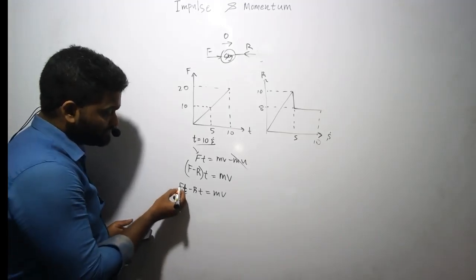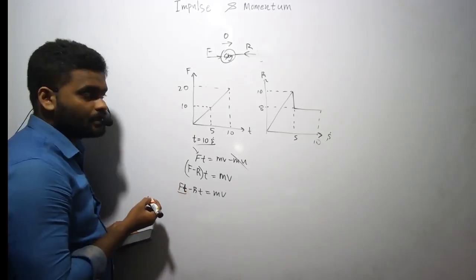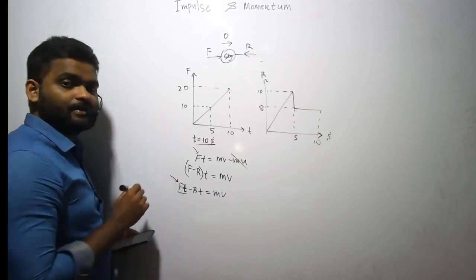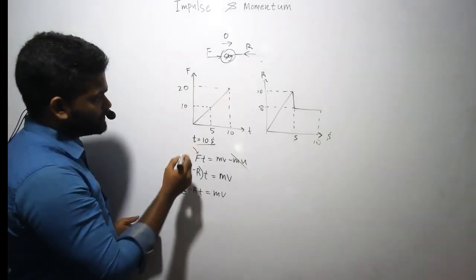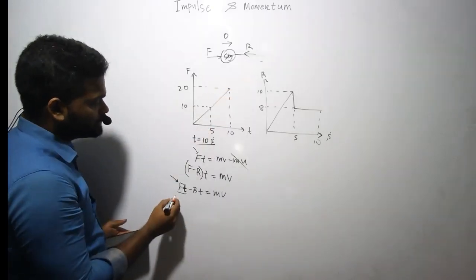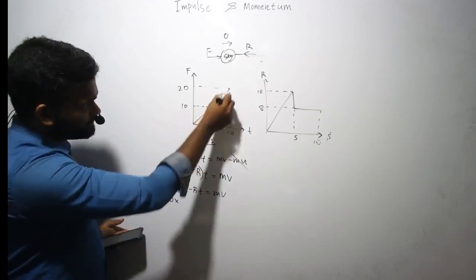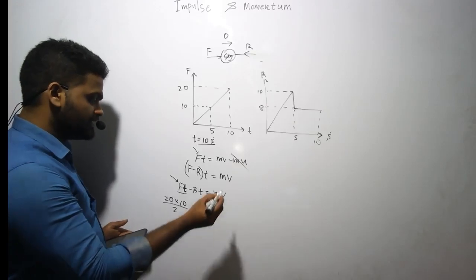So Ft, this force is a varying force. You cannot just multiply F by t. So there's another method. That method is just get the area of the graph, area of the Ft graph. So area of the Ft graph is what? It is a triangle. So it is 20 times 10 divided by 2 minus.